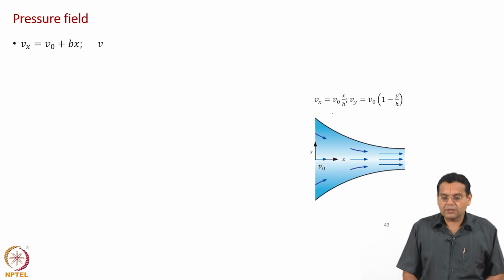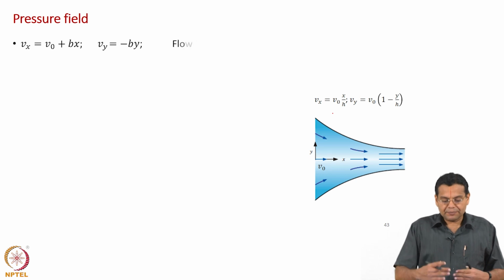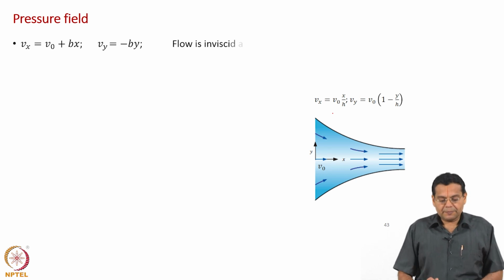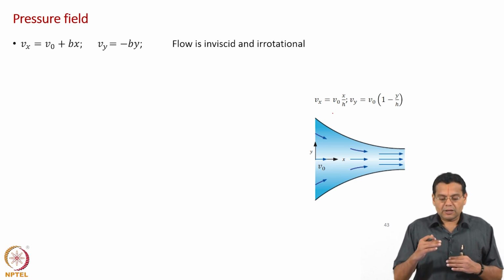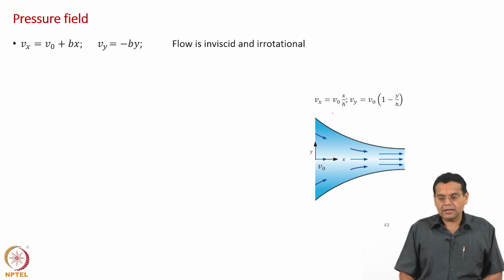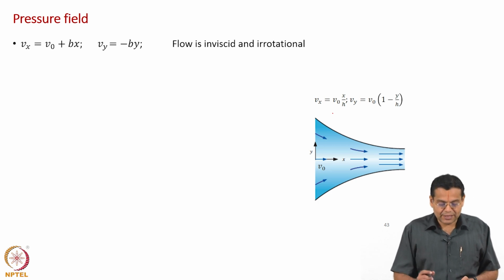So, these are the velocity components. I also like to mention that in this slide, what we are going to find out is the pressure gradient in the x and y direction, almost similar to what we had done earlier as an example under application of Euler's equation. You will see why that is so.